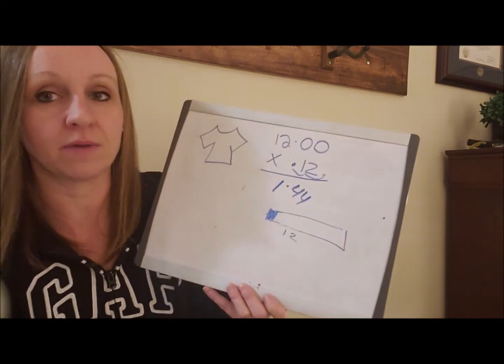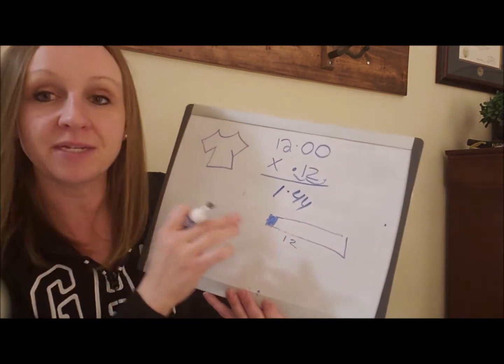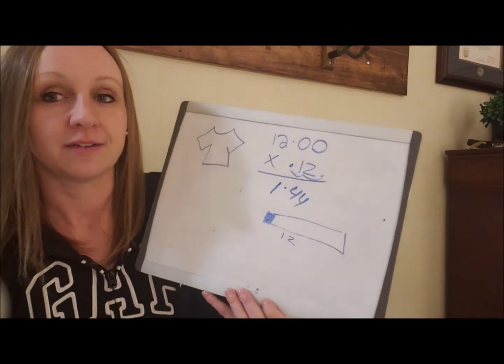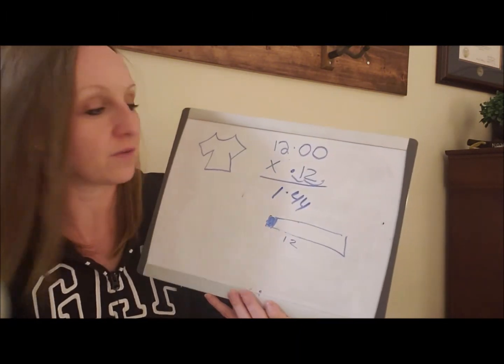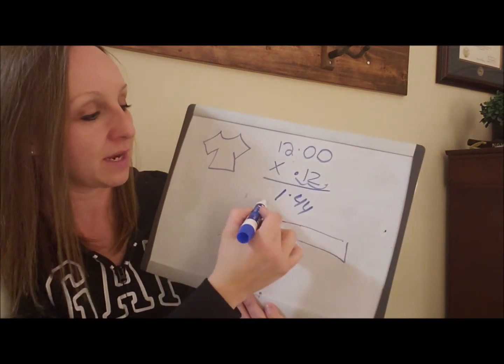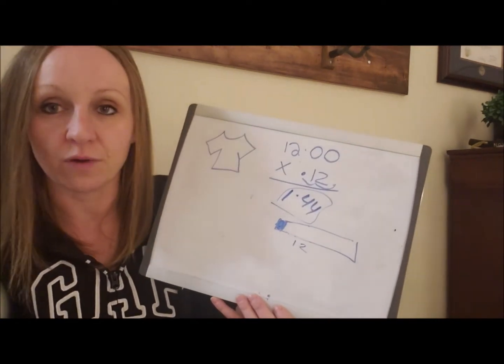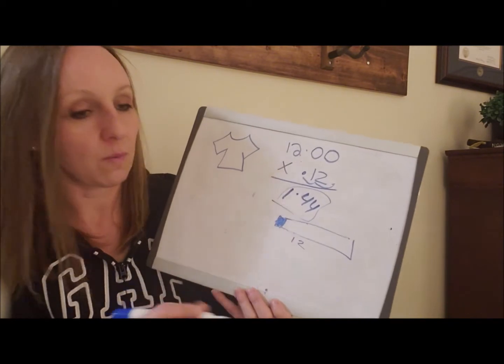So this whole bar represents my t-shirt. I need to pay tax on 12%. I need to figure out how much money that equals, the tax on the $12, the 12%. And I figured out with my calculator, it's $1.44. So here's the tricky thing.